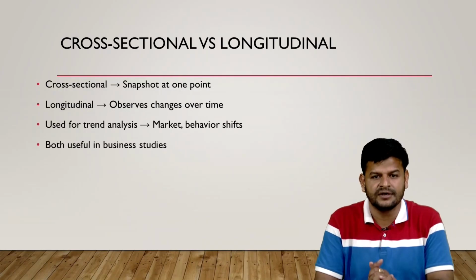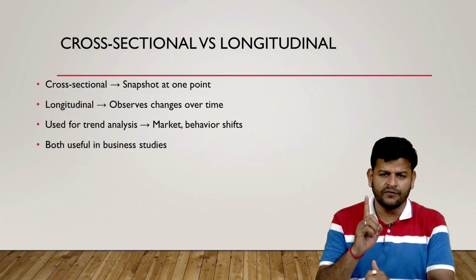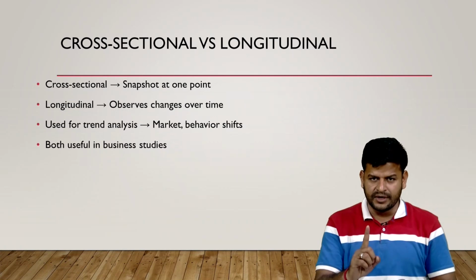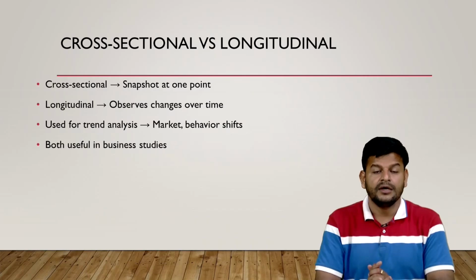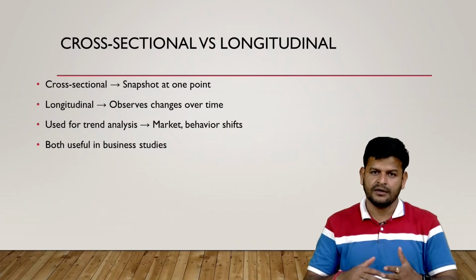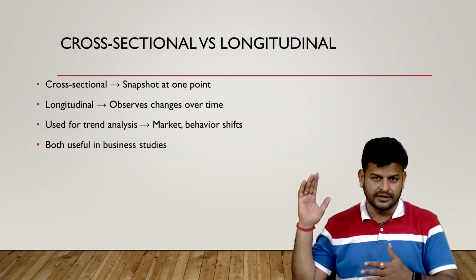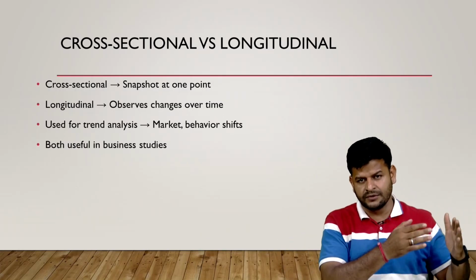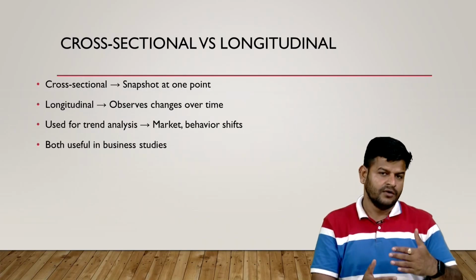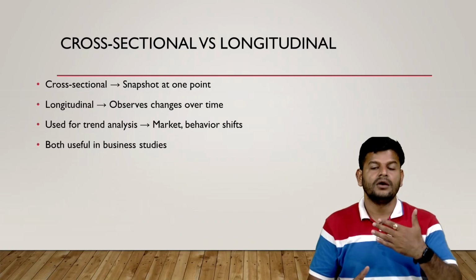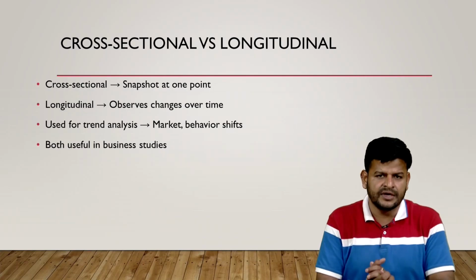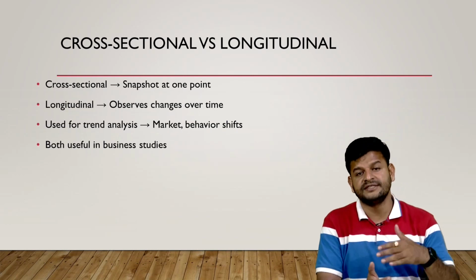Next is cross sectional versus longitudinal. Cross sectional is useful for a snapshot at one point, meaning if we are doing a particular research on one topic at one point in time, then cross sectional is very much useful. Longitudinal observes change over a period of time, like the last 5 years, the last 10 years, from 2014 onwards, from 2010 onwards, from 2020 onwards, what got changed in these 5, 10 or 15 years, that comes under longitudinal. It is used for trend analysis, and is very much needed for the market particularly to decide a future trend.